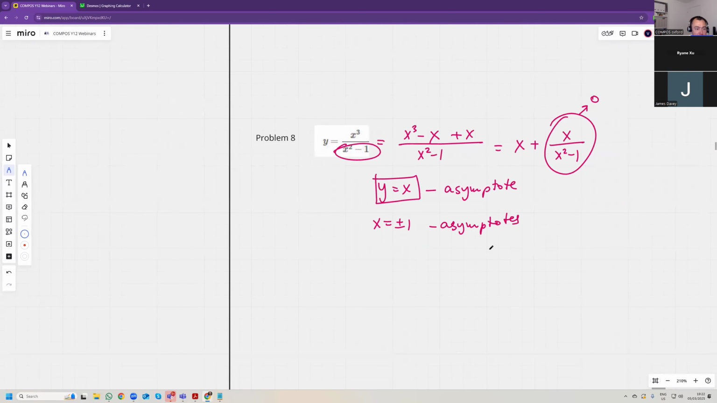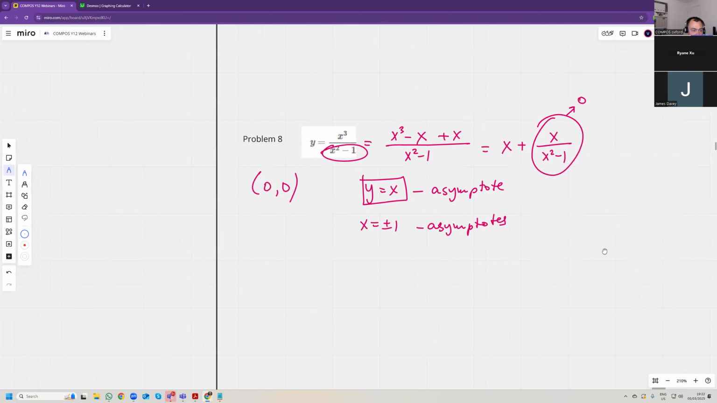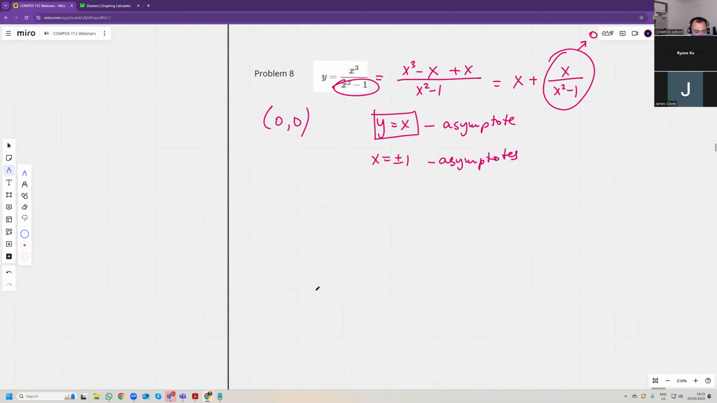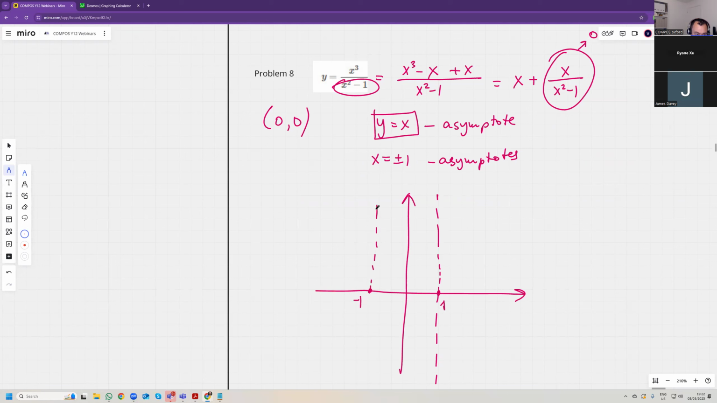Interesting. Also we have 0, 0 as a point. And I think we can already sketch it. Let's see if we can sketch the graph. So 1, that's an asymptote. -1, that's an asymptote. y equals x, that's an asymptote.